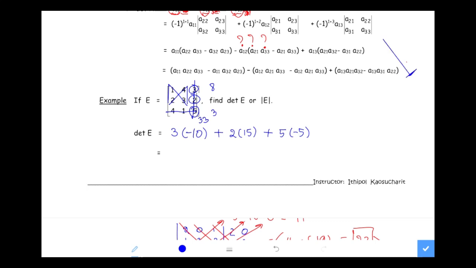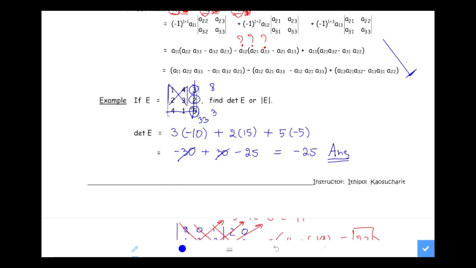Okay, so let's go next. 3 times negative 10 is negative 30. And then we add it with 2 times 15, that is 30, and this one is minus 25. So luckily, we have the same numbers but opposite, so we can just cancel them like this. And at the end, we have the correct answer of negative 25. Okay, so I think that it's not so hard.